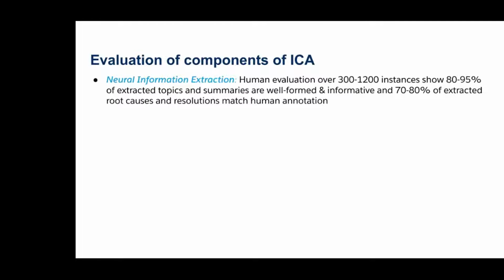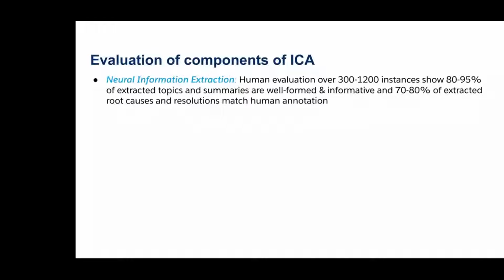One of the main challenges was that all of the components of ICA were unsupervised. We didn't have any particular supervision for the information extraction or the root cause analysis. So we did evaluation where different modules have different types of evaluation. For the neural information extraction, we did human evaluation of around 300 to 1200 instances. We showed that around 80 to 95% of the extracted topics and summaries were well formed and informative, and 70 to 80% of the extracted root causes and resolutions match the expert human annotations.